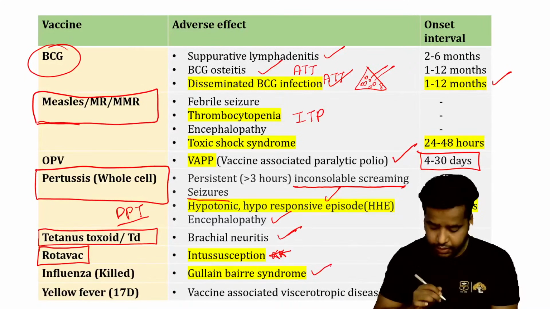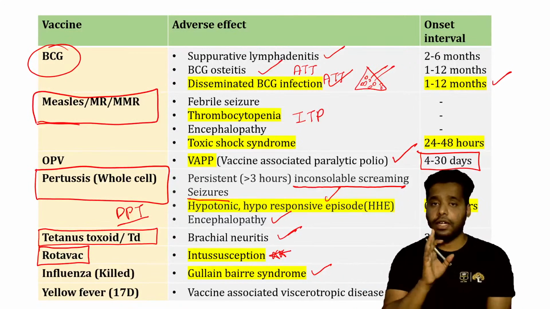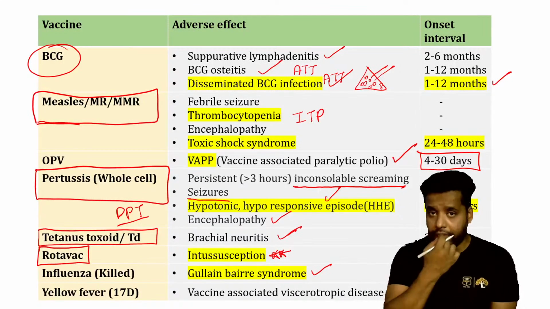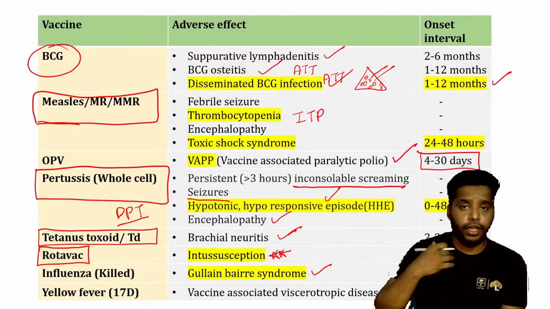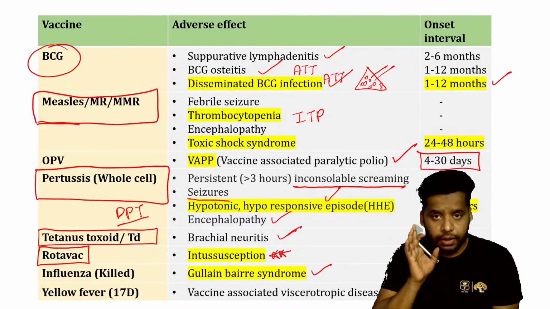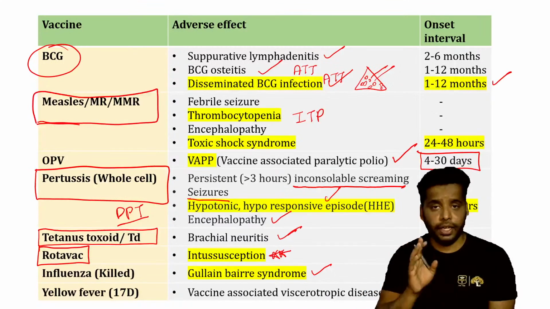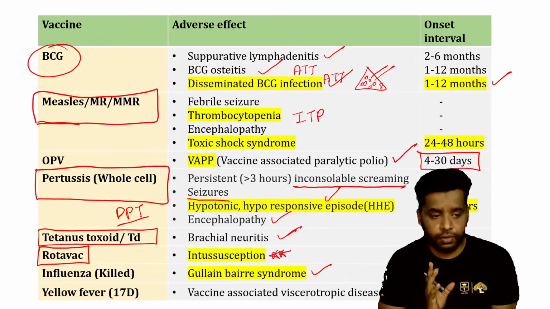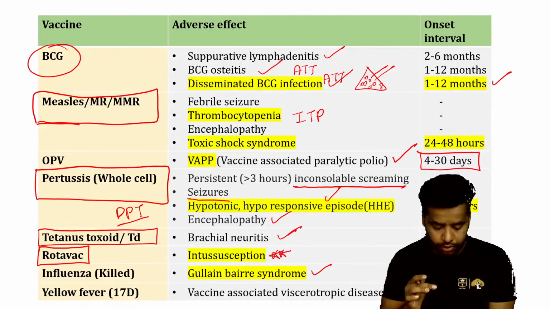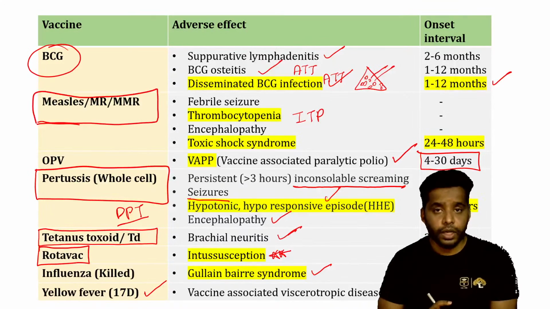Influenza killed vaccine. Don't make a mistake. Influenza, there are two types of vaccine, live and killed. Live vaccine is given intranasally. The side effect can be wheezing, but the killed vaccine can cause Guillain-Barré syndrome. Repeatedly asked question: killed influenza vaccine can cause Guillain-Barré syndrome.